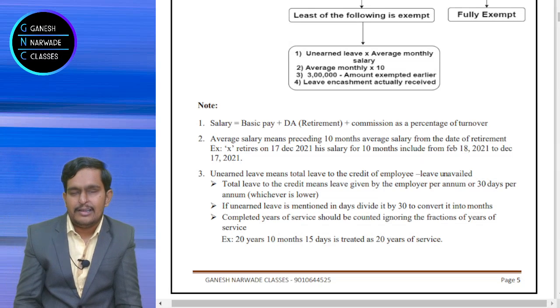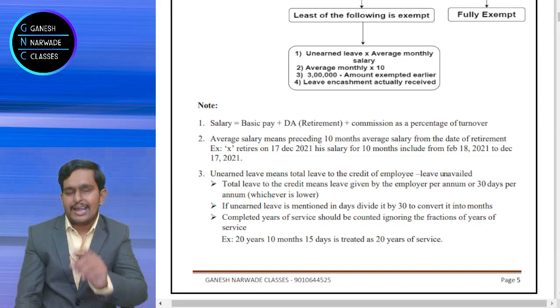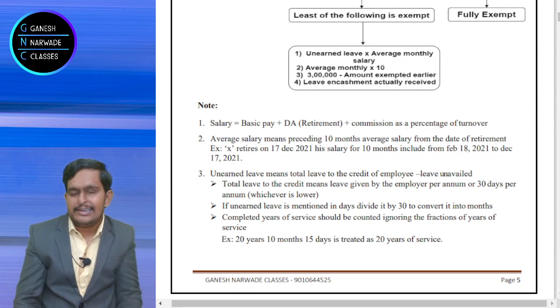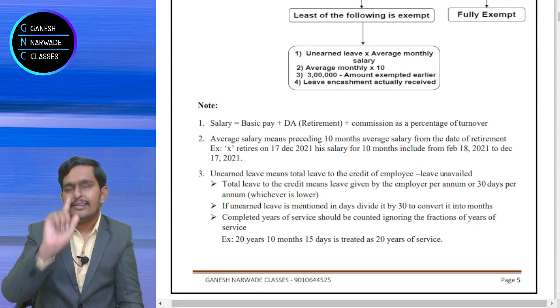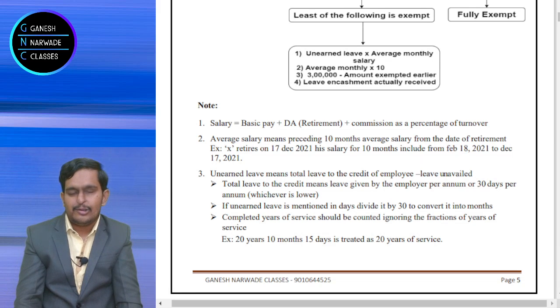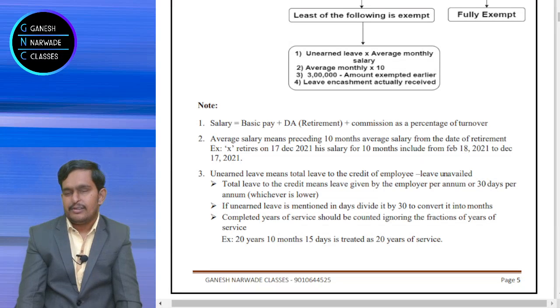Now this is called as unearned leave. If this data is in days, divide it by 30. If it is in months, ignore. Now you got unearned leave, into average monthly salary. What did I say? Unearned leave into average monthly salary. With this you completed the entire thing. Okay, this is how we calculate the fourth point.